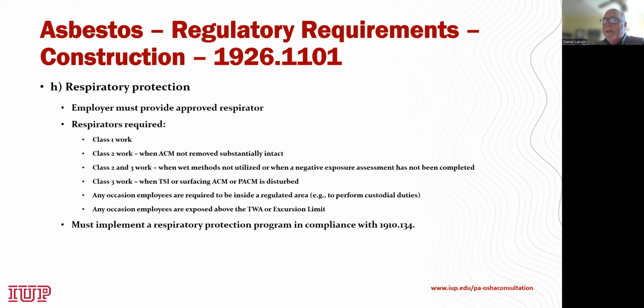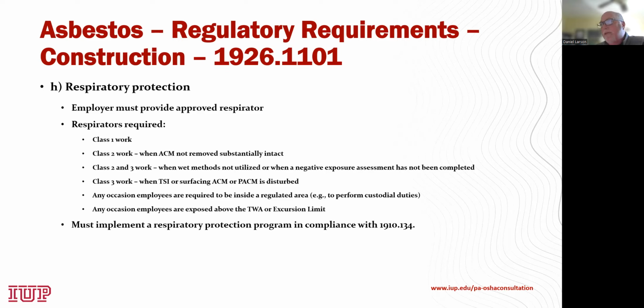Of course, if you're working with asbestos under the construction standard, there's a requirement for respiratory protection. The employer must provide an OSHA approved respirator. If you're doing class 1 work, respirators are required, no question. If you're doing class 2 work, you have to wear a respirator unless the asbestos containing material can be removed substantially intact. In other words, you're not going to break it into pieces. It's going to remain intact, so there's no release of the fibers.